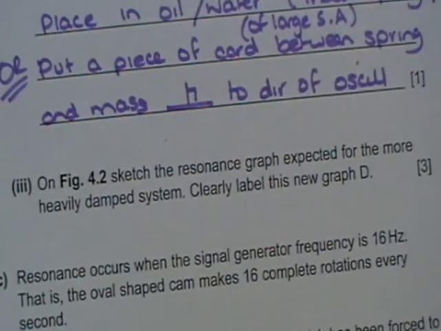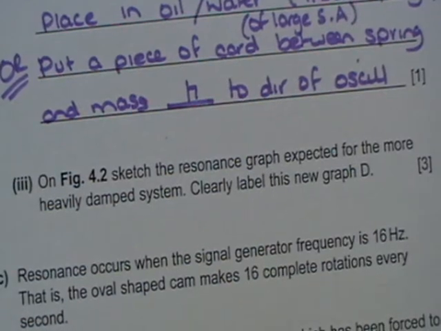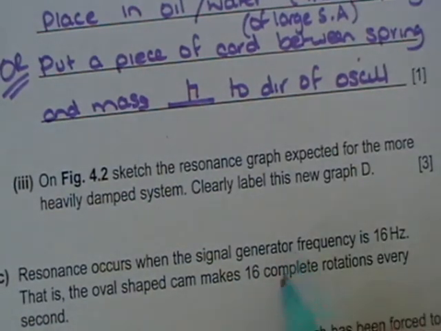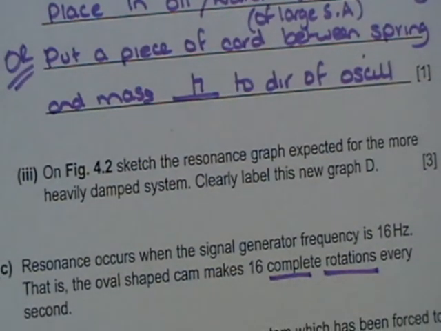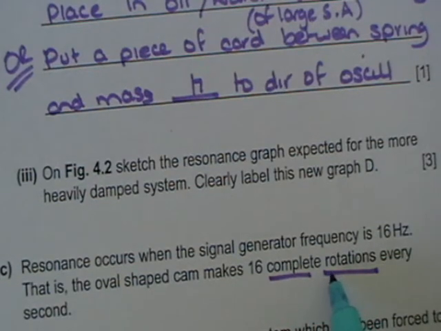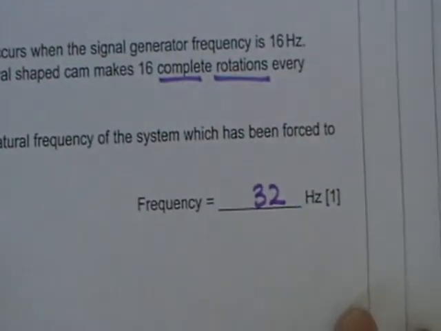Resonance occurs when the signal generator frequency is 16 Hz. That is, the oval-shaped cam makes 16 complete rotations every second. What's the natural frequency of the system which has been forced to vibrate? Now, 16 complete rotations means that it's hitting the string twice. So every time it rotates once, it has actually made the string vibrate twice. So its frequency must be double 16, which is 32.